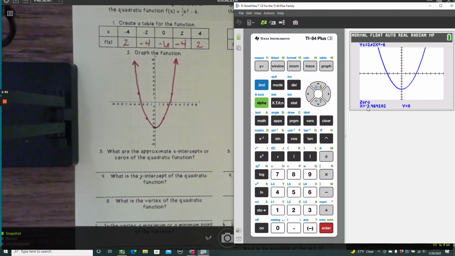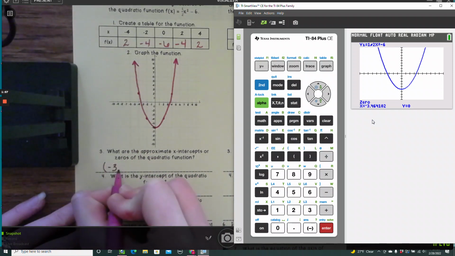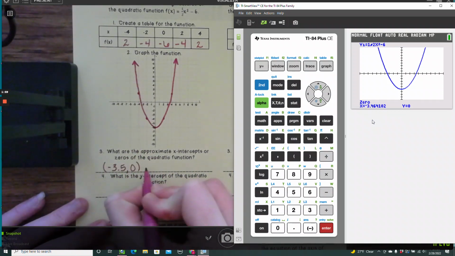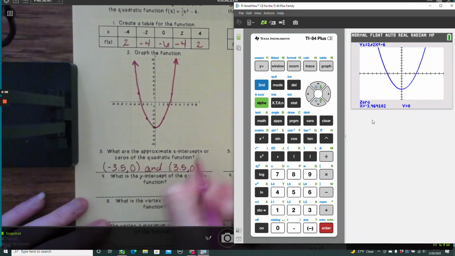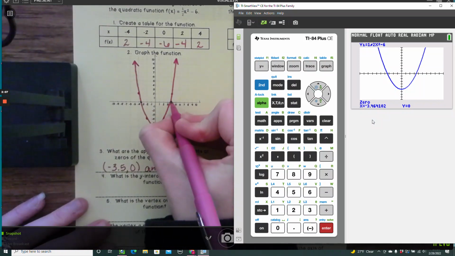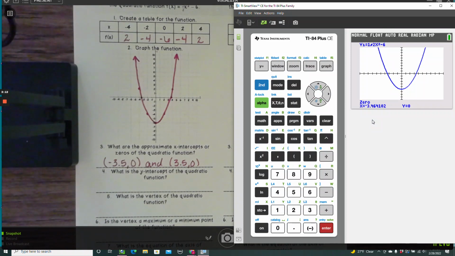So we can also estimate it. By looking at our graph here, it's between -3 and -4, and between +3 and +4. Since it's kind of a wonky number, we're just going to estimate it. The zeros are about -3.5, 0, and 3.5, 0. And that again is where this graph crosses the x-axis. You can do the quadratic formula to find those values as well if you want a more accurate answer.